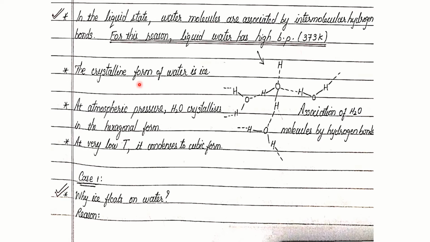The crystalline form of water is ice. At atmospheric pressure, water crystallizes in the hexagonal form. At very low temperature, it condenses to cubic form. Students, this is for your information. Now we'll look at first case. Why ice floats on water?